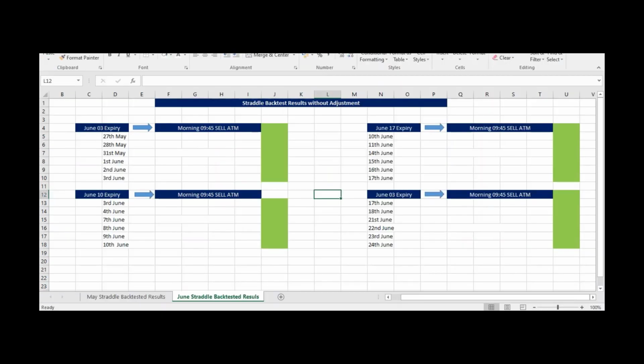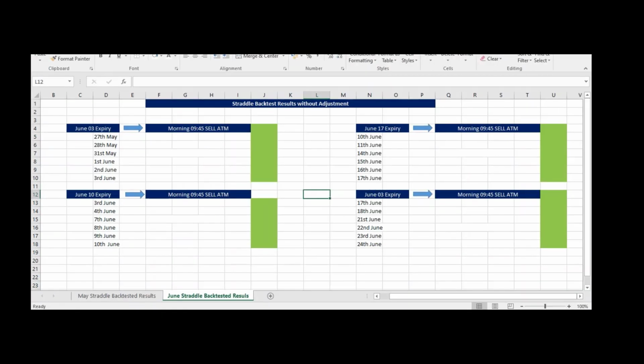Now let's see for the June month. We will do the same thing. At 9:45 we will sell the at the money call option and at the money put option, and our target is 10,000 of profit, or we will exit with a 5,000 loss. Okay, so let us do that.